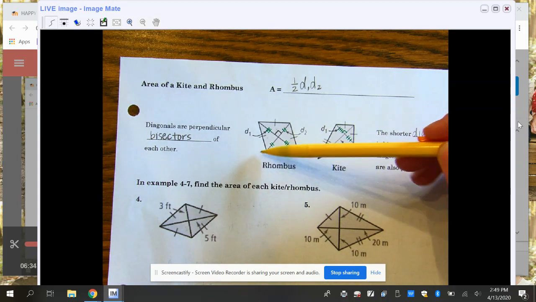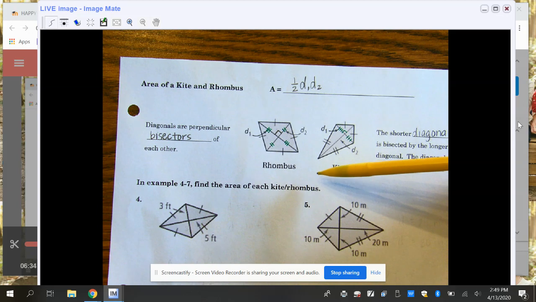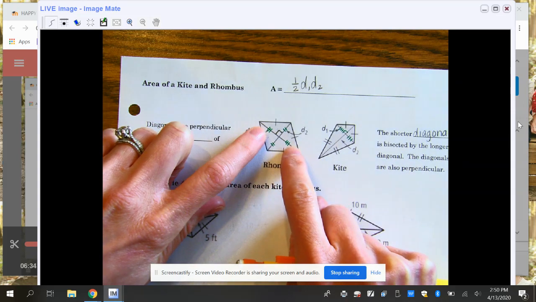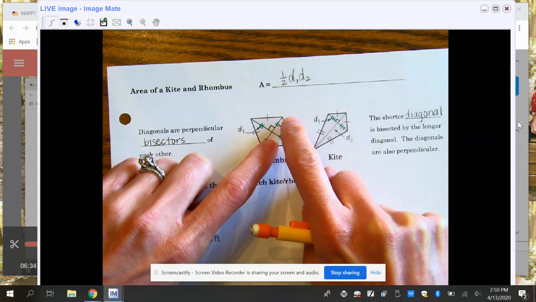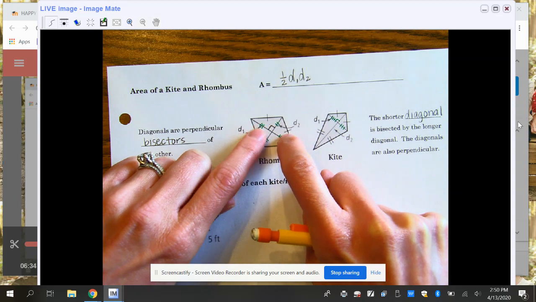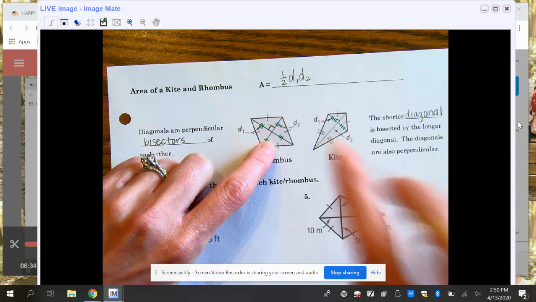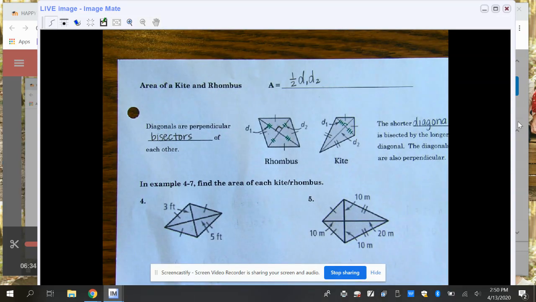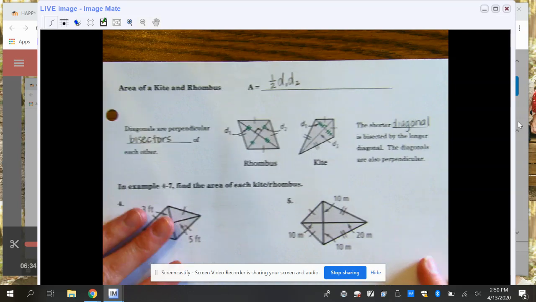And then the diagonals are not necessarily congruent, but they do bisect each other. So that means that each half of one diagonal will be the same, and the same with this other diagonal. And then they also intersect at a right angle. So we could still be seeing special right triangles, Pythagorean theorem involved in these problems.